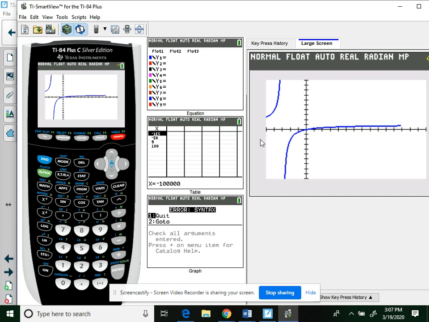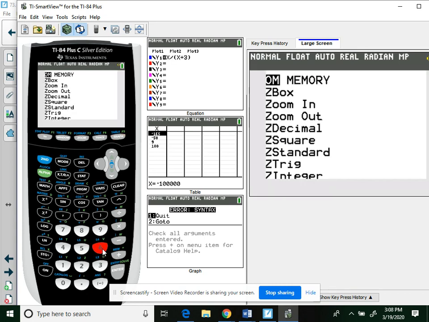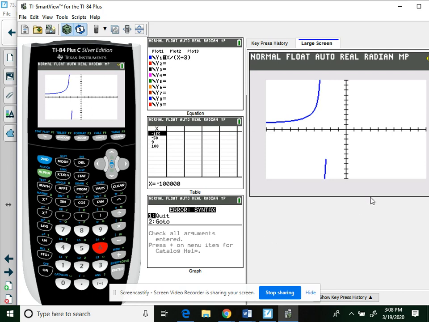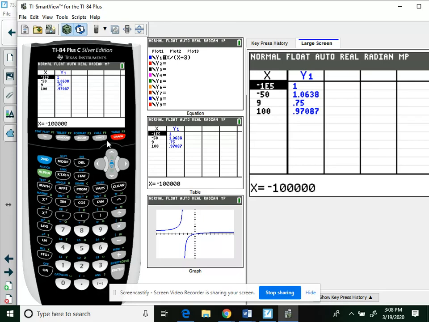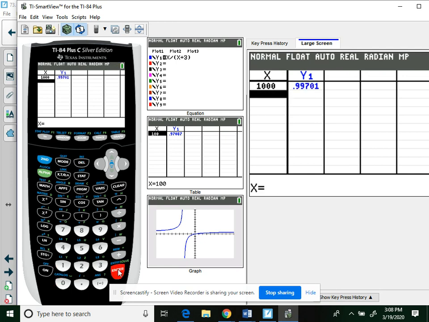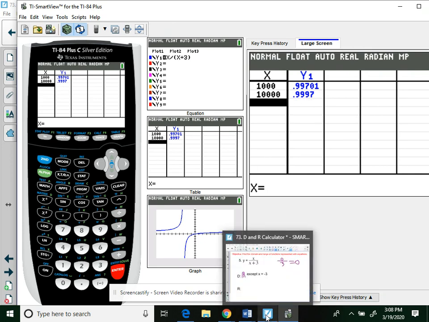Can you tell by this picture what it appears this thing is getting close to? So it's at 0 here, and it's getting really close. So let's plug some numbers in. Delete those. If I put in like 1,000, 0.997, 10,000. So it's getting really close to what number? 1. This one can't reach 1.